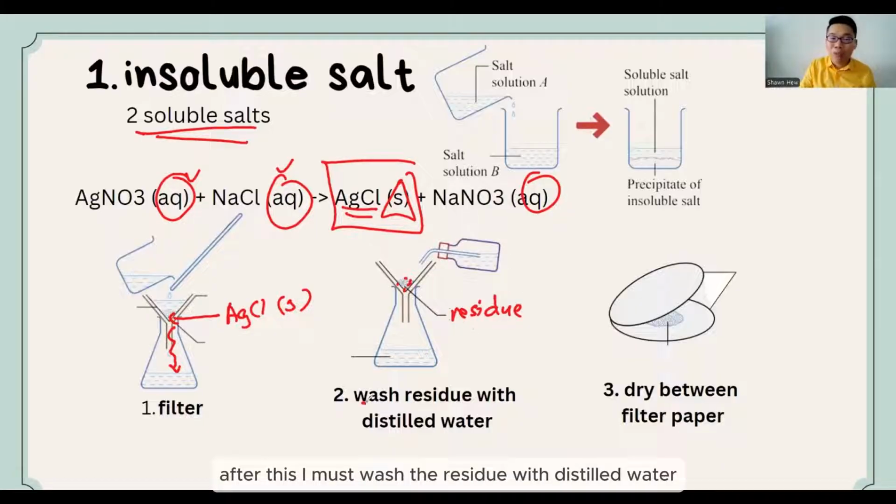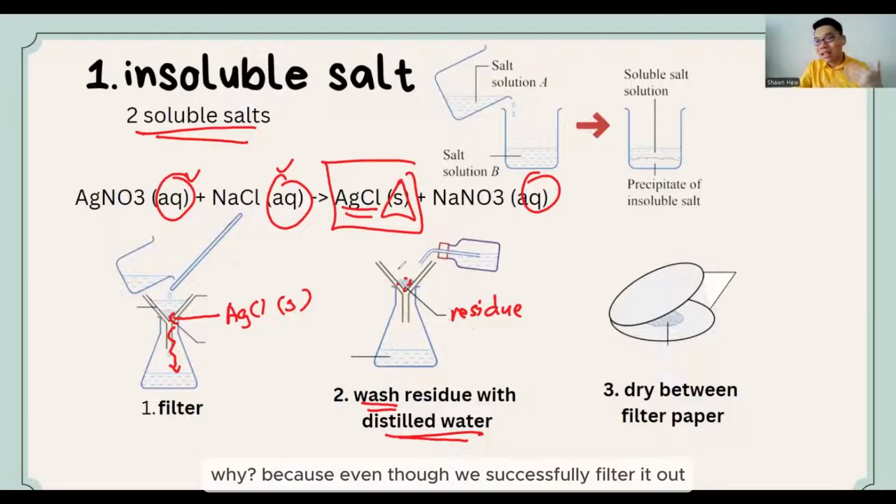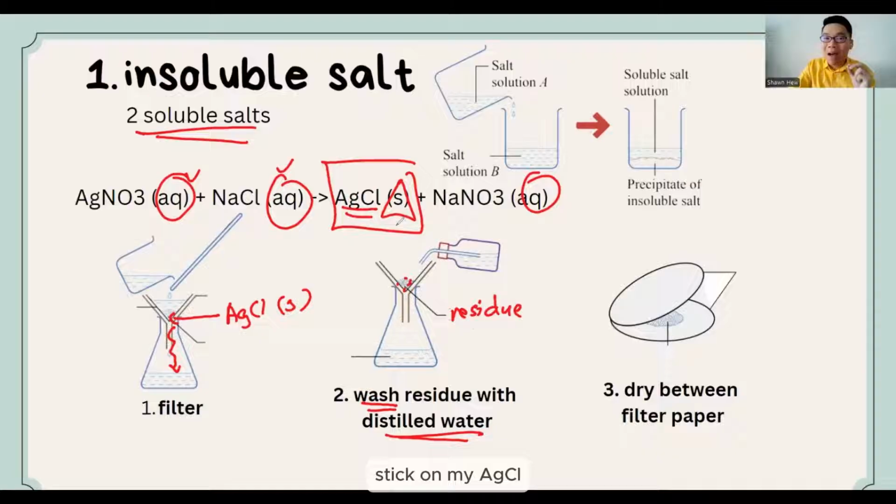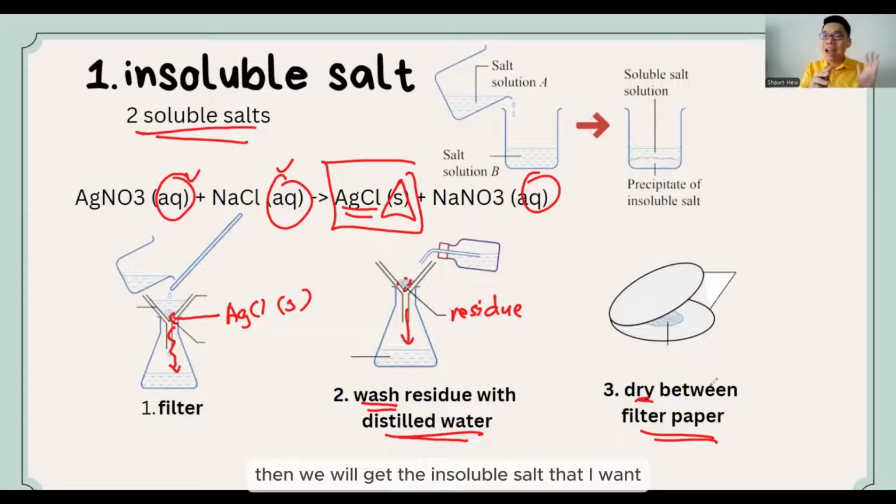After this, I must wash the residue with distilled water. Why? Because even though we successfully filtered it out, there might be some AgNO3, sodium chloride, or sodium nitrate stuck on my AgCl. So that's why I wash it using distilled water, to make sure all the other salts are removed. Then at last, I dry the insoluble salt that I want using filter paper. Then we'll get the insoluble salt that I want.